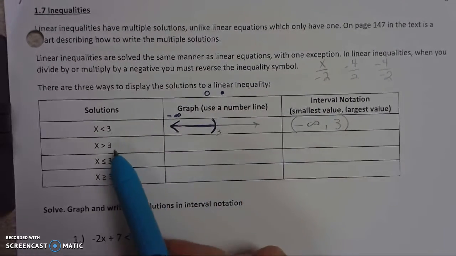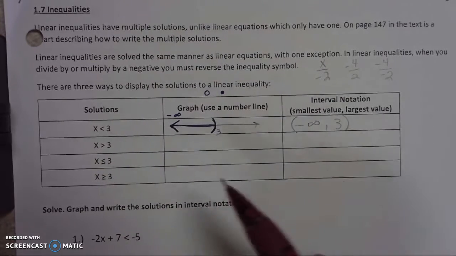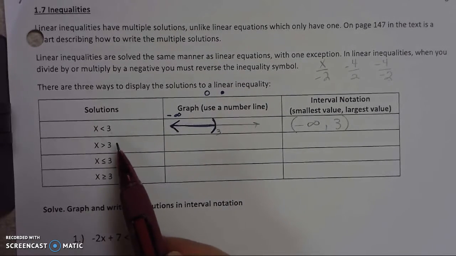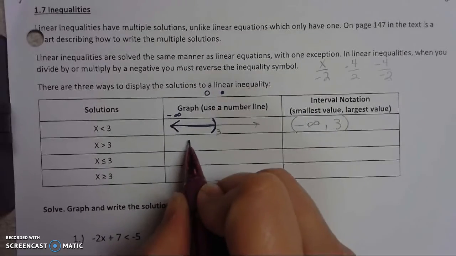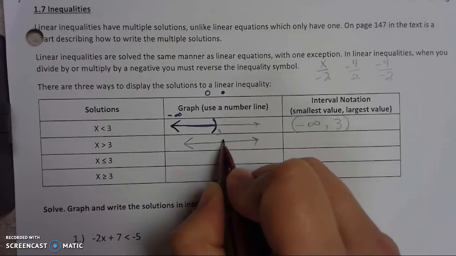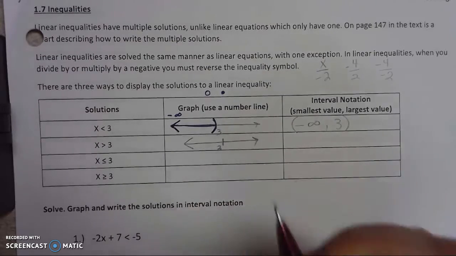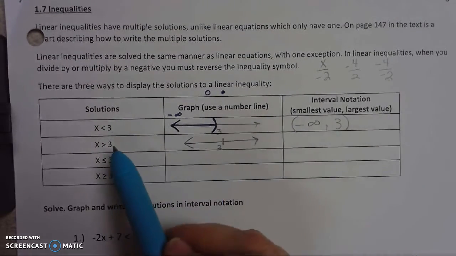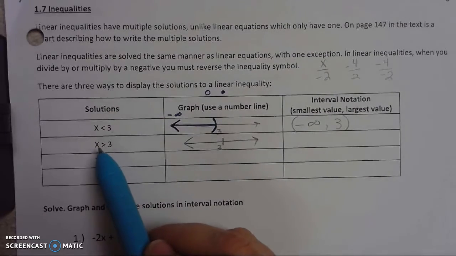Alright, now I want to do the same thing here for x is greater than 3. I'm looking for all the values or solutions that are greater than 3. That is what will make my inequality a true statement. So I'm going to draw me a number line. Somewhere on there, I'm going to mark a 3. It doesn't matter where. Alright, and then I want to know all the numbers bigger than 3.